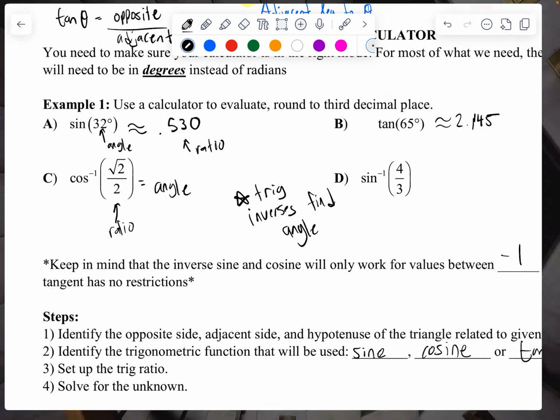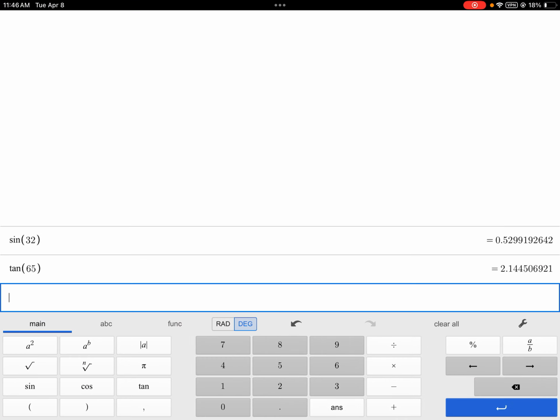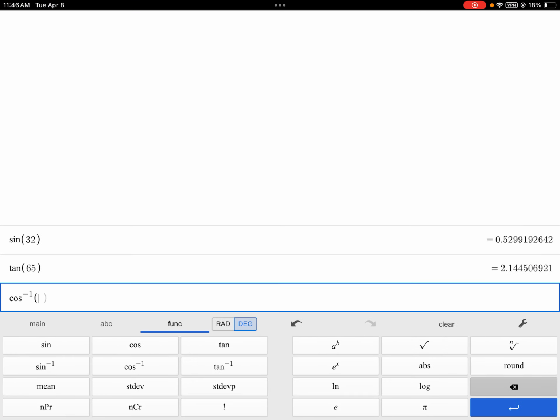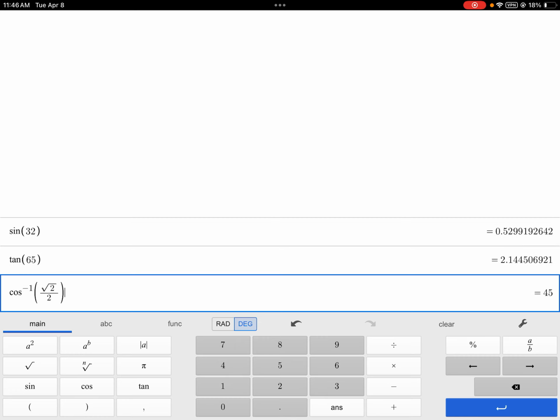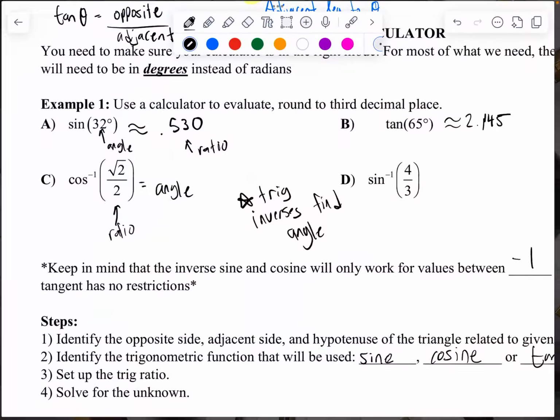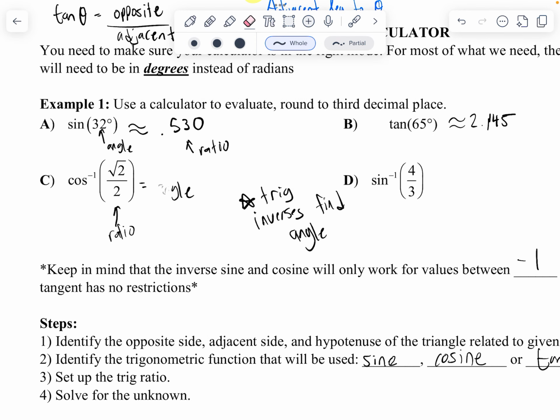All right. So for example, that cosine to the -1 generally is going to be either above your cosine button or in this particular Desmos calculator, it's in the function tab. And then you say square root 2 divided by 2. So that's the ratio from the triangle, and when I put it in, it gives me back an angle. And because I'm in degree mode, that's 45 degrees coming back as my answer. That means that when you have a cosine of 45 degrees, the value that you will get is root 2 over 2. It's just going the other direction.